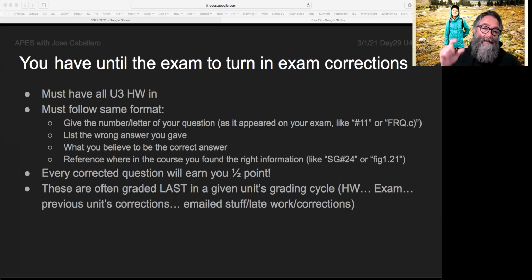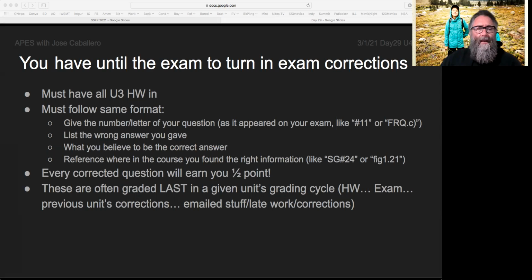Then tell me what you said that was wrong, then what you believe to be correct, and where in the course you had that information. I'm forcing you to go look through your notes. You need that anchor point so that your memory will find the right information in the future. So I'm okay giving you a half point because you're helping your memory find correct information later when you need it.